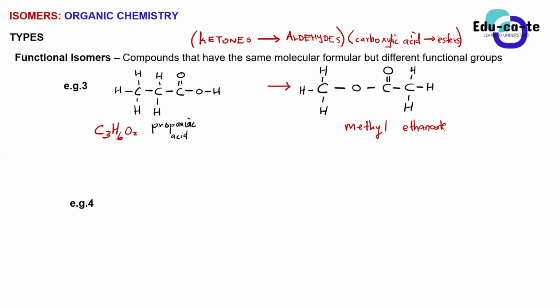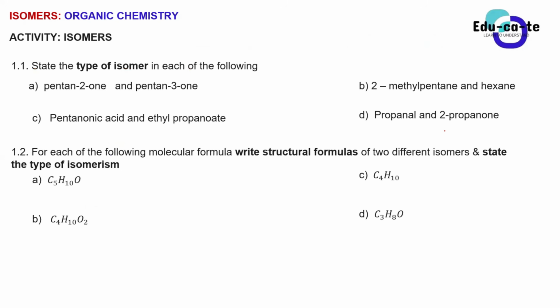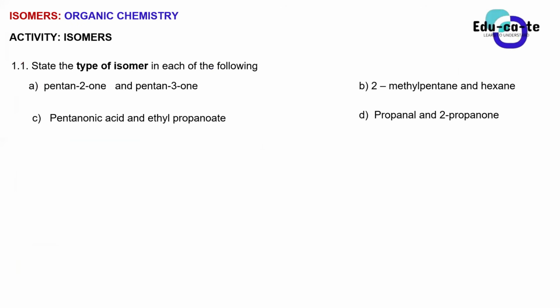So let me just give you guys an activity here. This is activity number 1. Please, guys, try to attempt this right now, quickly, so that we can just do corrections at once. Okay, guys, we're not going to do all of them per se, but at least, let's look at and state the type of isomer in each of the following.